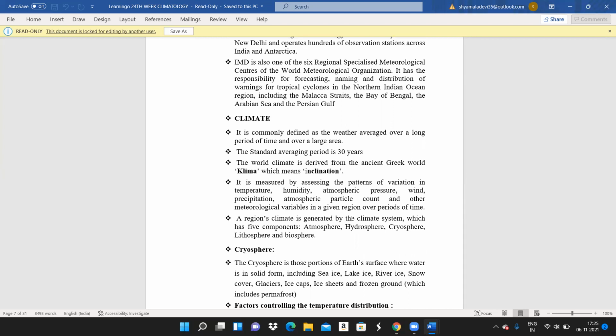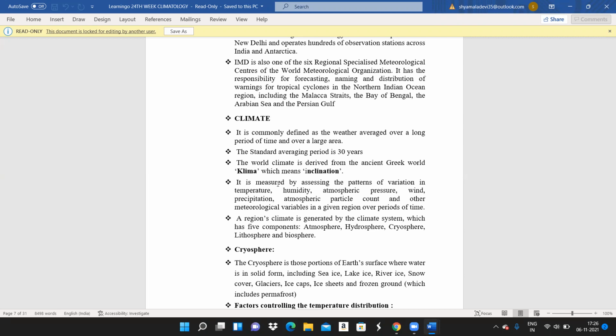Now come back to climate. It is commonly defined as the weather average over a long period of time over a large area. Usually it is for 30 years. When you are defining the weather of a particular area, the time period they take is 30 years. That means if it continues for more than 30 years, it becomes the climate of that particular area. Maybe slight changes may be there after 30 years and 40 years.